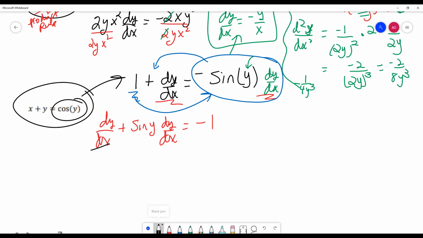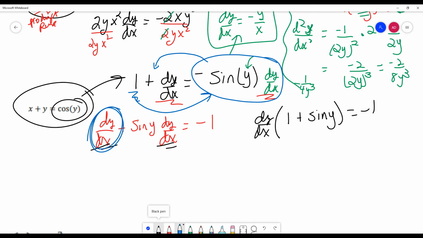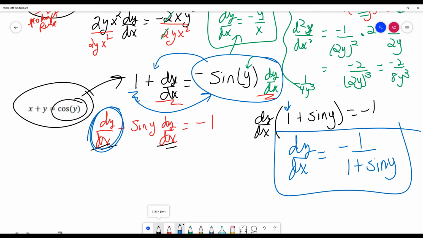Okay? Now, factor out the dy dx. We can do that. When I do that, I'm left with 1 plus sine y equaling -1. Now, I tell you, the one that messes people up is when you factor dy dx out of dy dx, you're left with a 1. I can't tell you how many of my students will put 0 sometimes, and I'll be like, "Whoa!" Right? Remember, dy dx divided by dy dx is 1. So that's going to leave me with dy dx equaling -1 over 1 plus the sine y. And that is the derivative of x plus y equals cosine y.